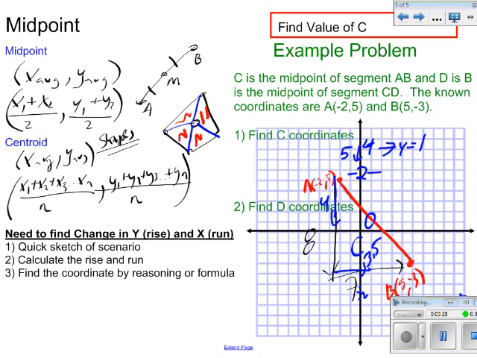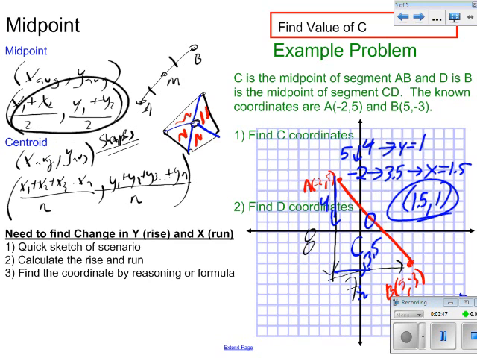Then we go from negative 2 over 3.5. Again, that'll take us to positive 1.5. So our x value is 1.5. So that means our midpoint is going to be 1.5, which is our x, comma 1, which is our y. Okay. Now that's how I normally would find this.